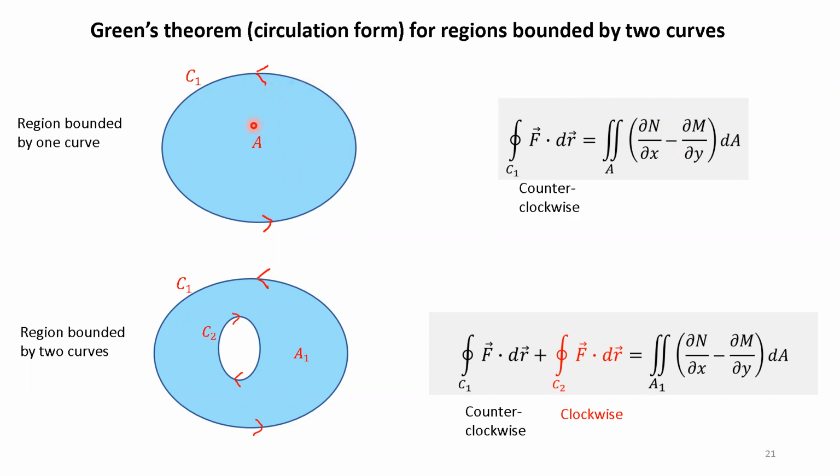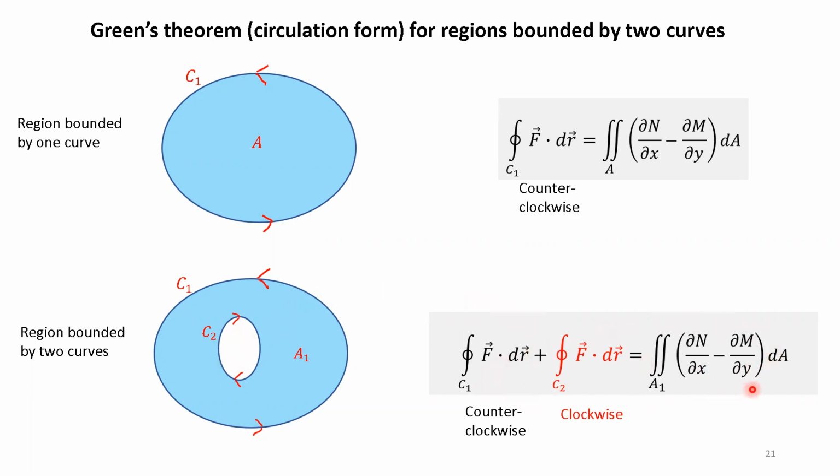So now, what if I want to consider a region like this? It has a hole in it. That means it has an outer boundary, which I call C1, and an inner boundary, the boundary for this hole, C2. So in this case, Green's theorem will look like this.